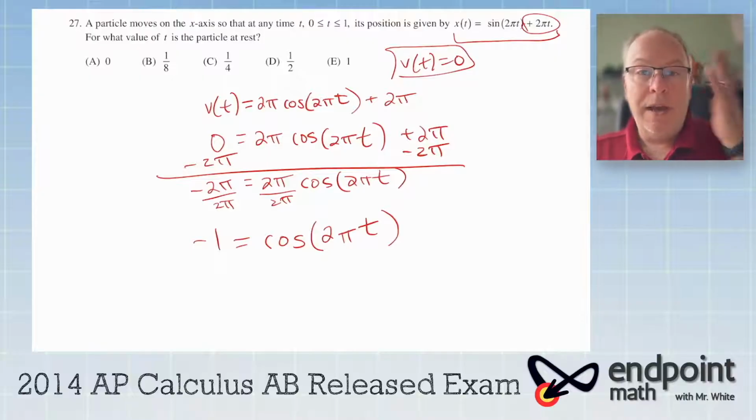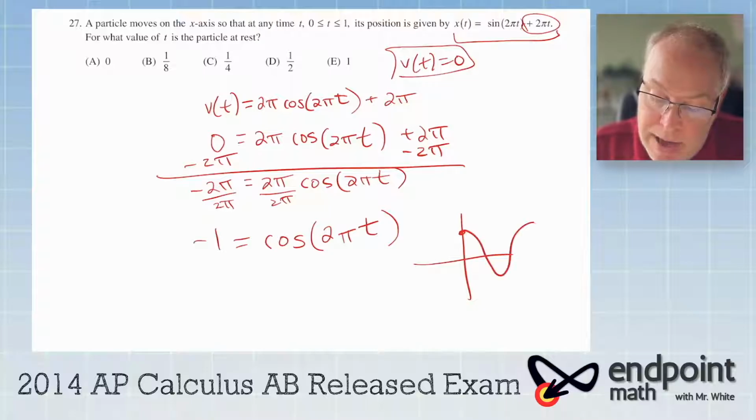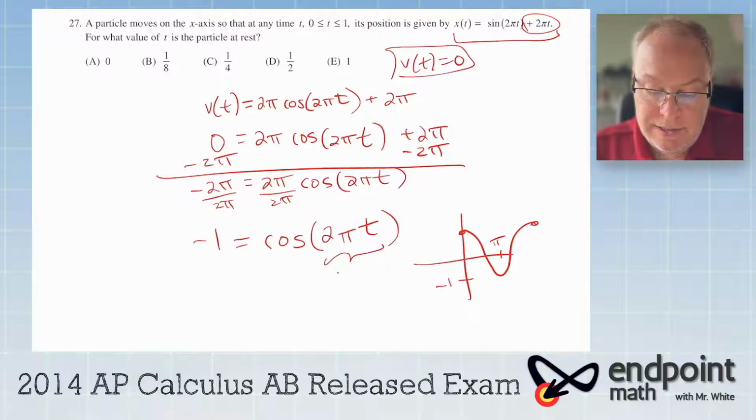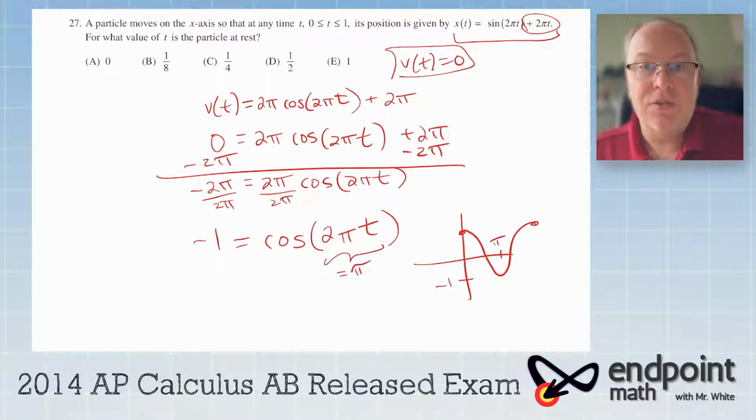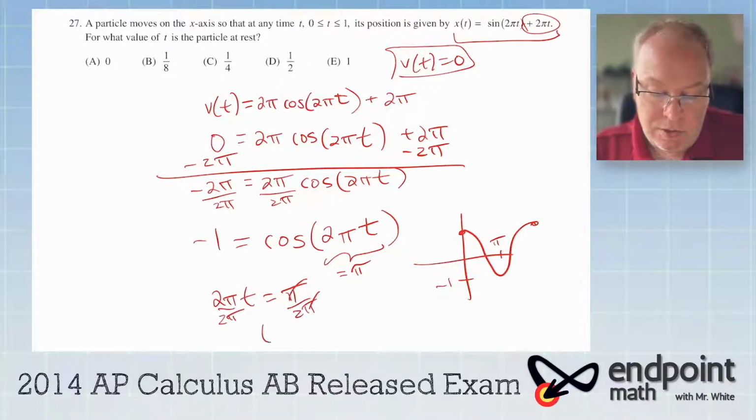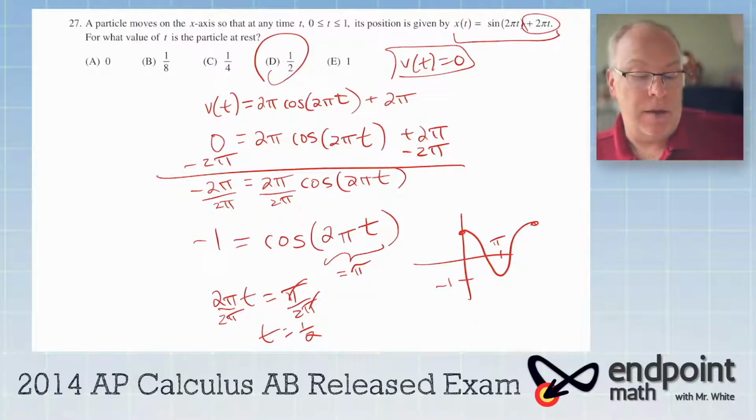All right, when is cosine negative 1? Well, I think about the graph, and I think about it bottoming out right here at negative 1 after pi radians, right? Because it's a 2 pi period. So I want to know, when is this equal to pi? Because that's when we'll have the cosine of pi equaling negative 1. So I set 2 pi t equals pi. I divide both sides by 2 pi. Pi's cancel. t equals 1/2 of a second.